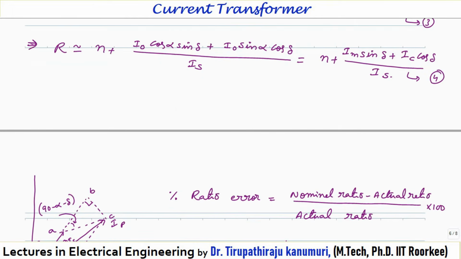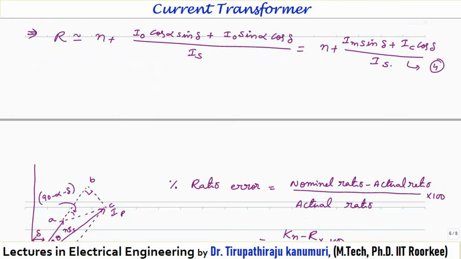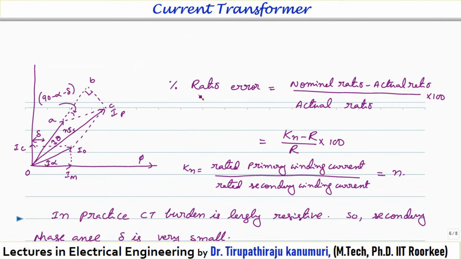So you can see here the transformation ratio is not equal to the turns ratio, but it is something different. One extra term is coming, and this gives rise to the error. That error is represented by the term called the ratio error, because this indicates the error in the ratio. The ratio error is given by (nominal ratio minus actual ratio) divided by actual ratio, into 100. This nominal ratio, as we saw in the last class, is nothing but given by (Kn minus R) by R into 100.